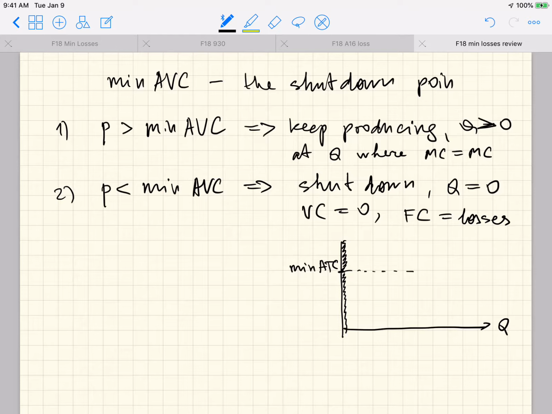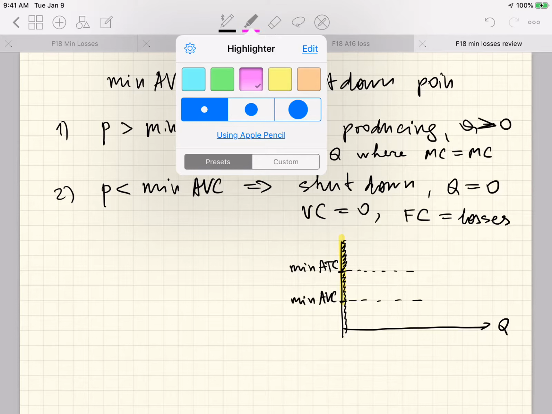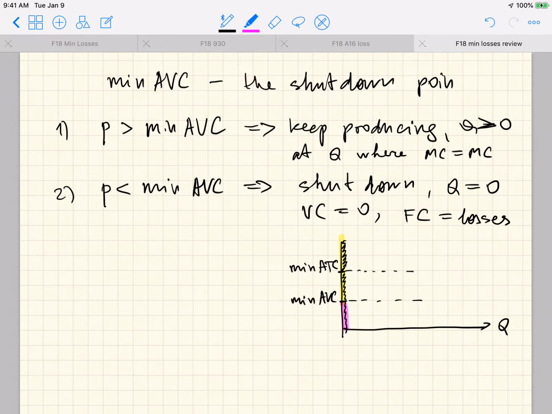But even more importantly, minimum AVC is telling us at what prices we want to keep running, and basically these are those prices that are above minimum AVC, from those prices where we want to shut down, and these are the prices below minimum AVC. So here you want to shut your company down, and above you want to keep running.